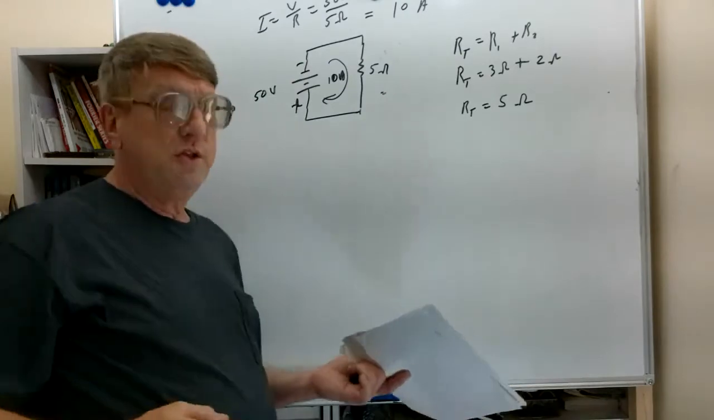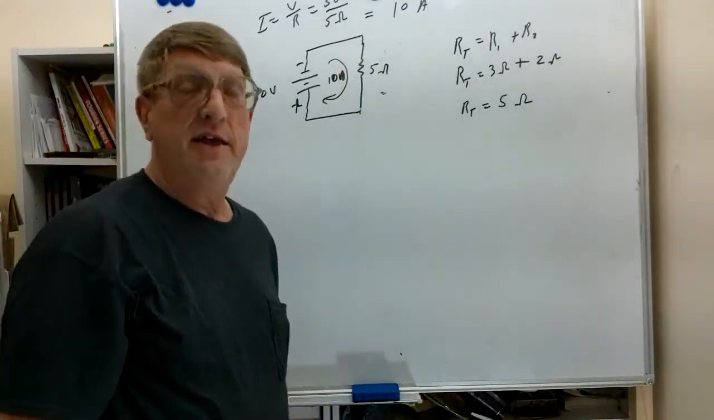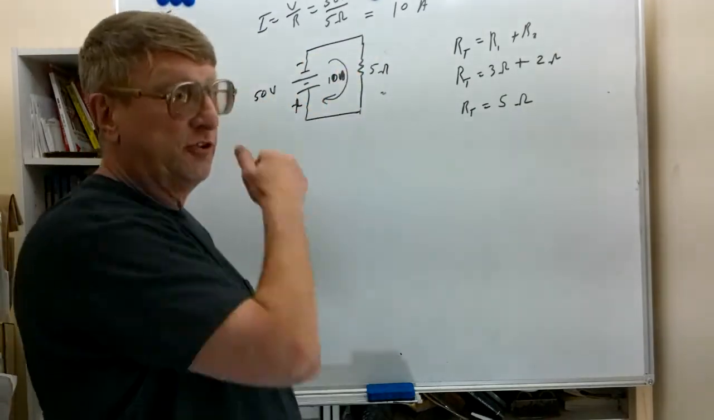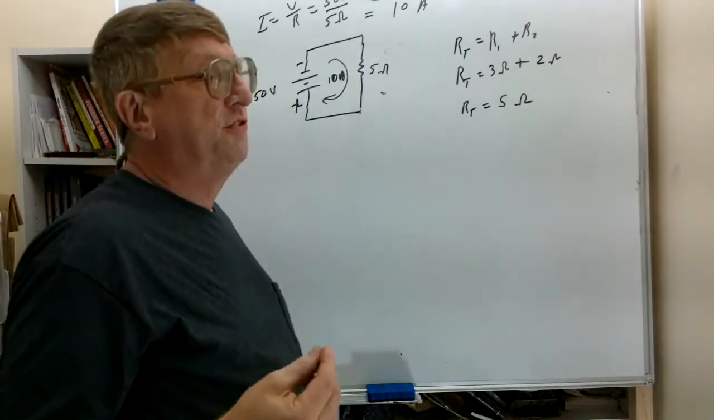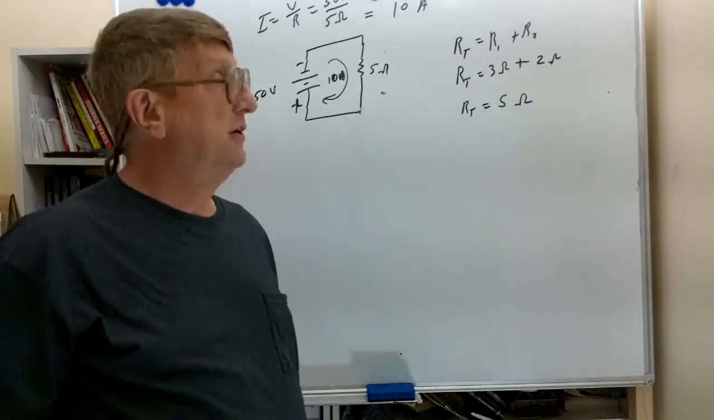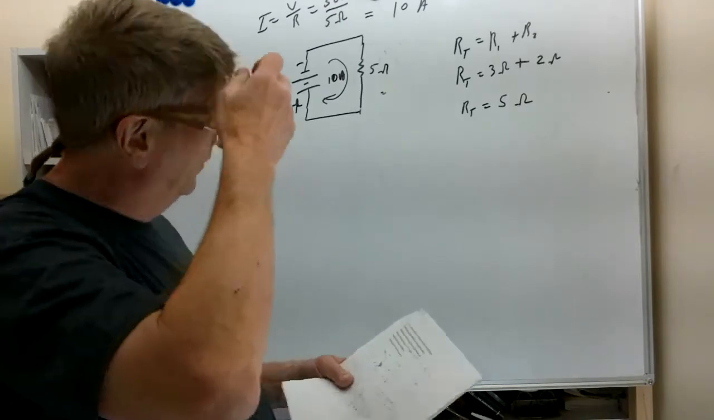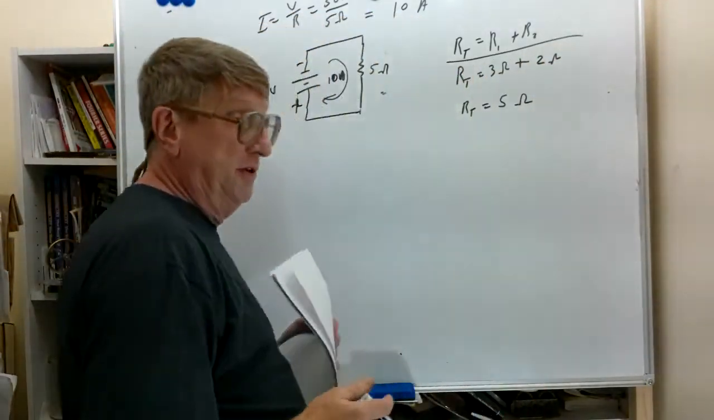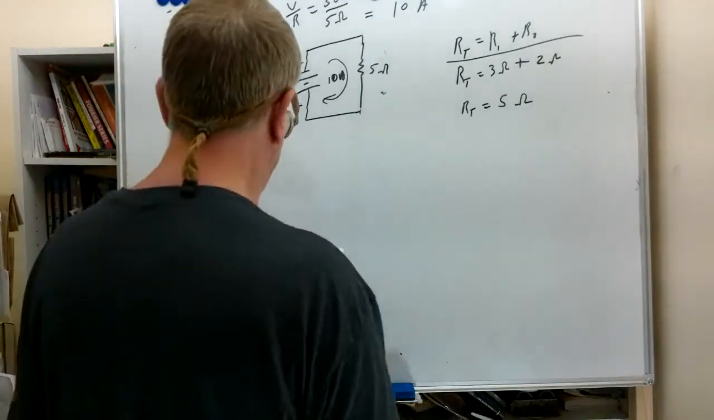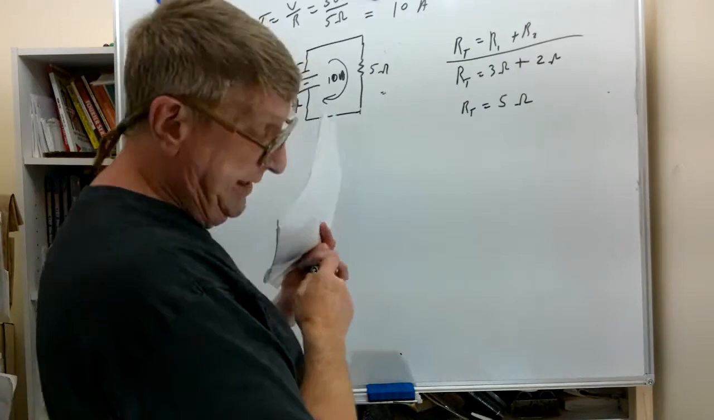So as far as controlling the current in a loop, setting the current in a loop or in a series circuit, how many resistors you have doesn't really matter. It's the total resistance of those resistors. And we had this series resistance formula, which you'll probably use more often than you think, and we've done a few examples related to that.